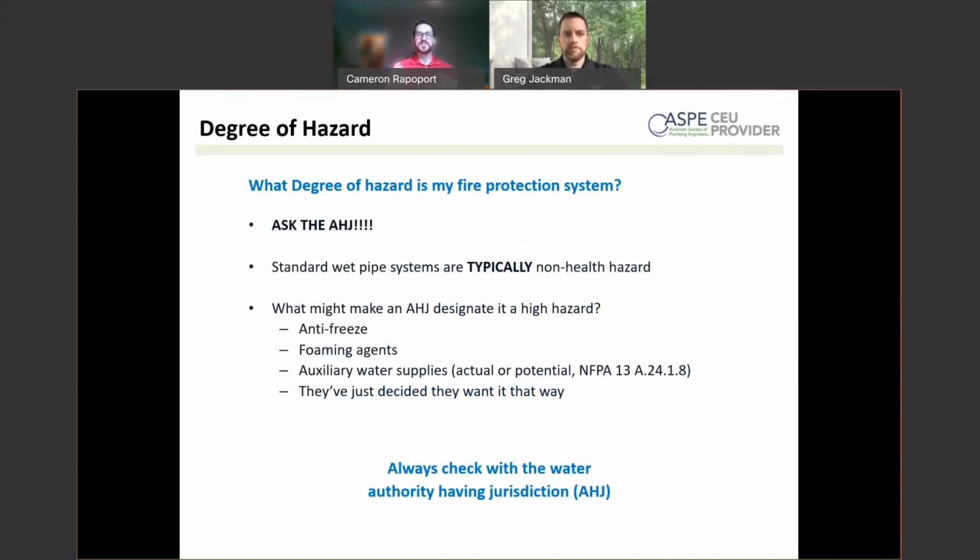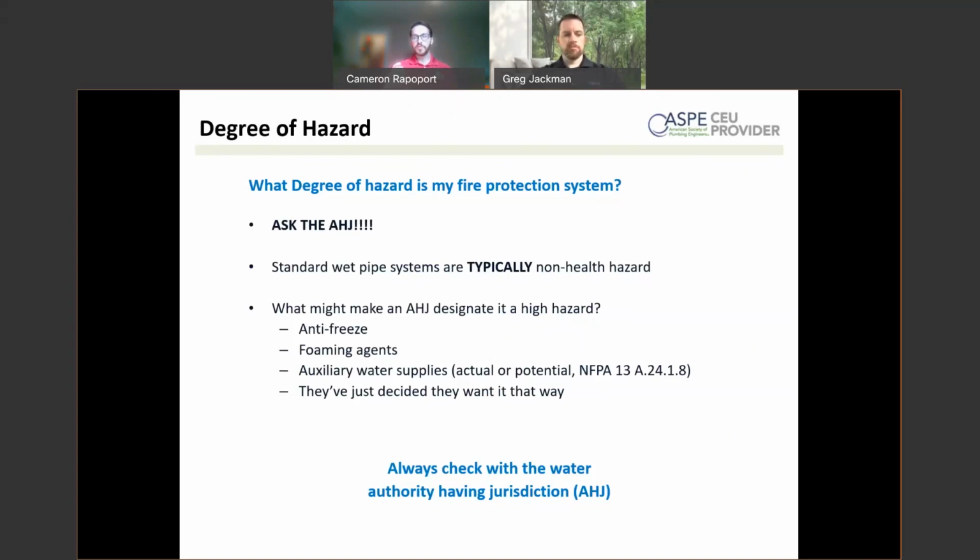The best answer, of course, is to ask the authority having jurisdiction, which I'm just going to call the AHJ. This could be the fire chief, the municipal water provider, or an inspector, but at the end of the day, they have to sign off on the project and they get to decide. These are all typically local codes. But we do have some guidance and standard practices that I do see across the country. But again, this is by no means exhaustive, and you really have to refer to your AHJ. Your standard wet pipe system, with no chemical additives, is typically going to be rated non-health hazard.